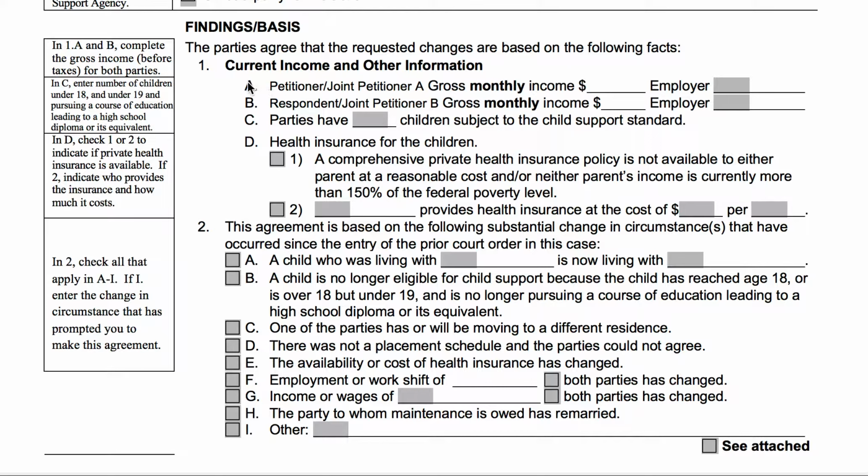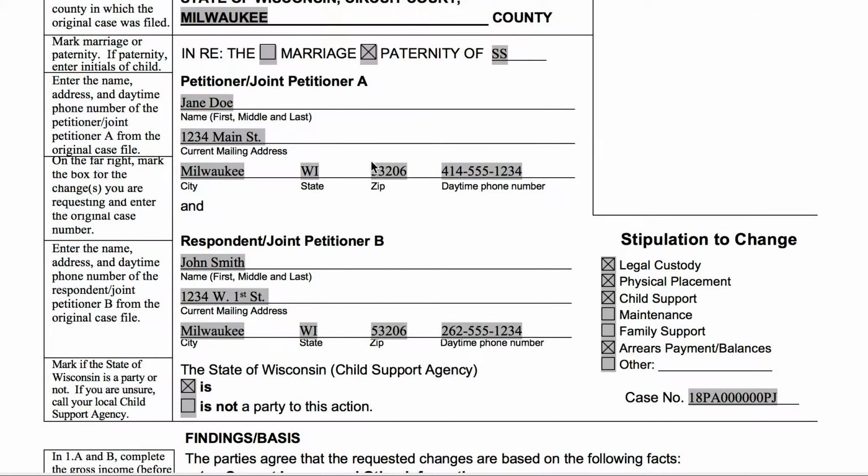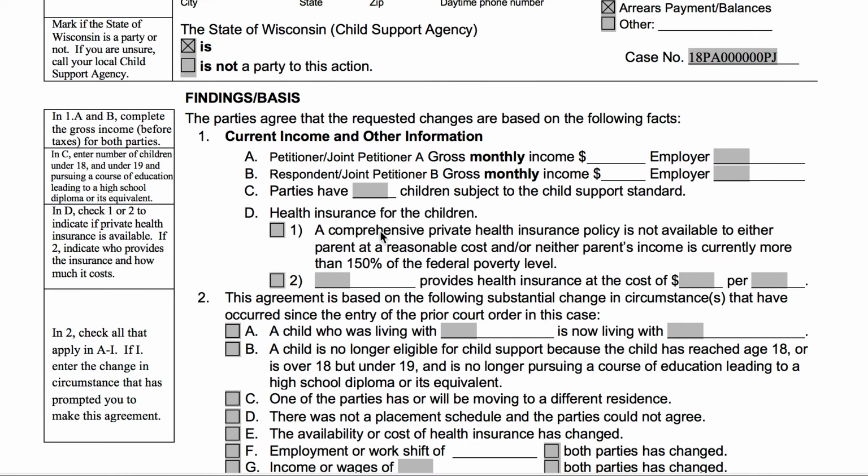Our first one, 1A, just wants to know what the gross monthly income is for the petitioner. So basically, what is the petitioner's income before any taxes or anything like that are taken out of their check? And here, you can see from our caption, Jane Doe in our sample is the petitioner. So I'm going to put what her gross income is here. And in our situation, Jane makes $1,200 per month.